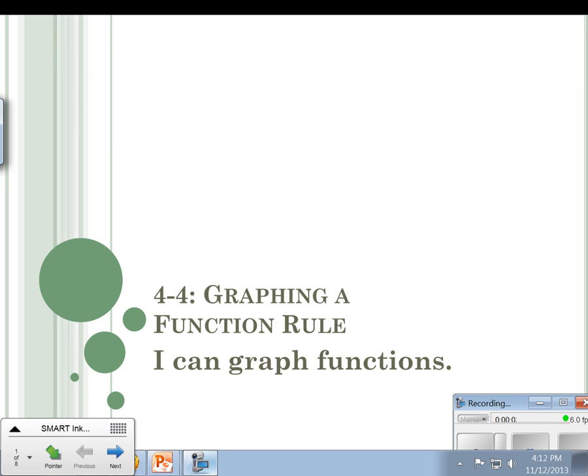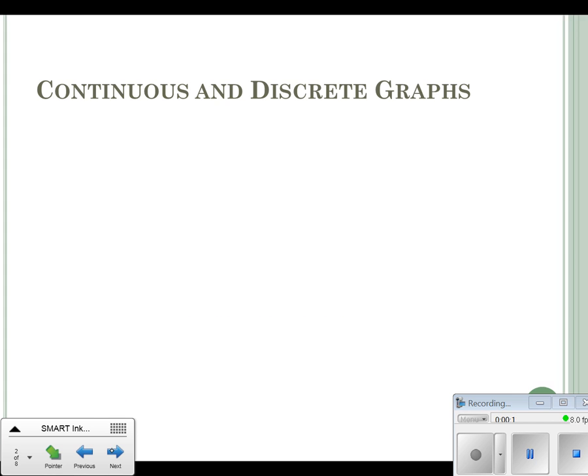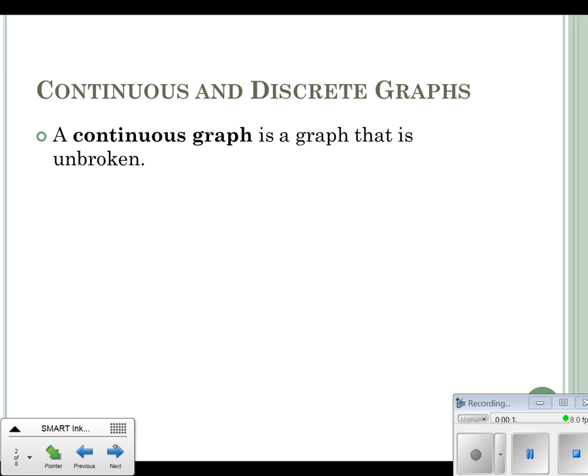In this video 4.4, we are going to be graphing a function rule. So by the end of the video and work time in class, you should be able to graph functions. First of all, a continuous graph is a graph that is unbroken.